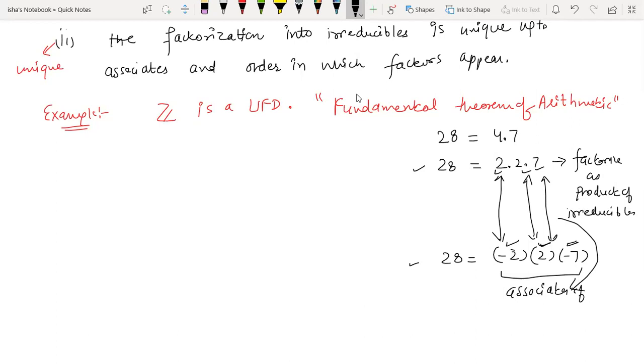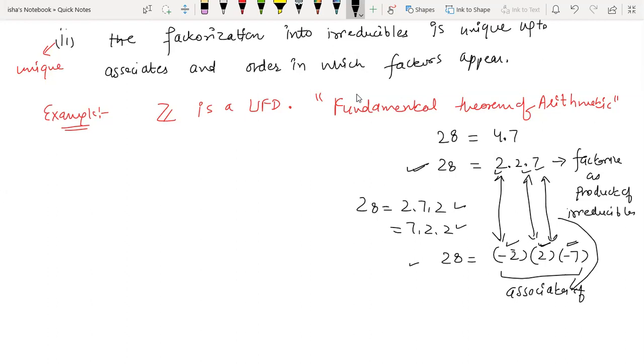And what else are they saying? And the order in which the factors appear. Order, that means order does not matter. It means I can write 28 as 2 into 7 into 2, or 7 into 2 into 2. So all of this will be considered one, the same factorization. You cannot say 28 is having 3 factorizations, right? So this is not true. It's going to have exactly one unique factorization. So the order does not matter. In whichever order you write the factors, the product still turns out to be the same number.